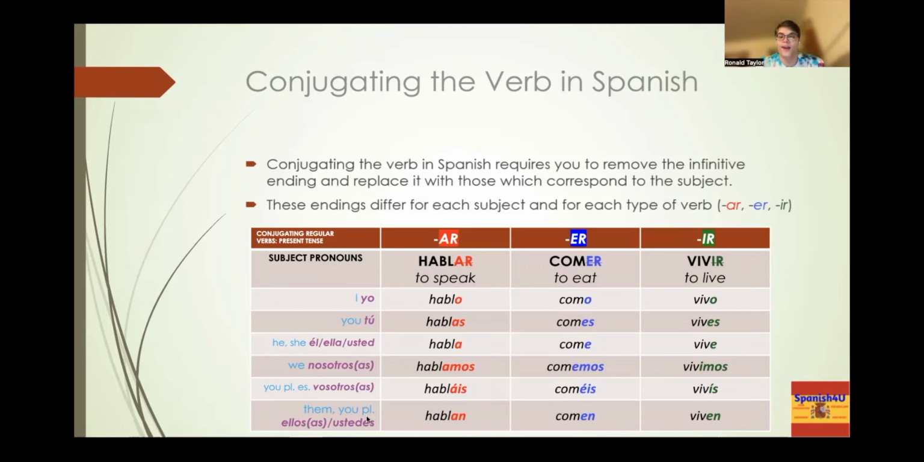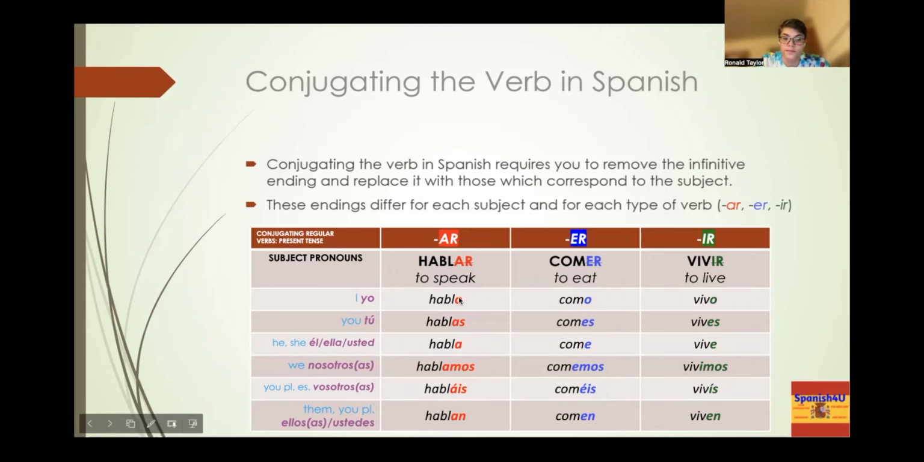And then for all regular AR verbs, like hablar, which means to speak, the conjugations are going to be as follows: yo hablo, tú hablas, él habla, nosotros hablamos, vosotros habláis, y ustedes, or ellos, hablan. And then for comer: como, comes, come, comemos, coméis, comen. Vivir: vivo, vives, vive, vivimos, vivís, viven.